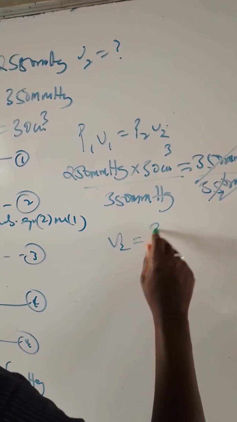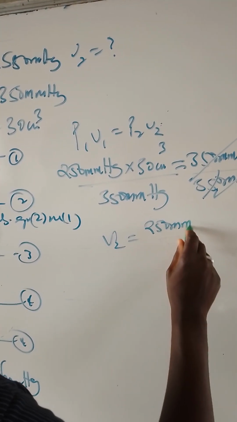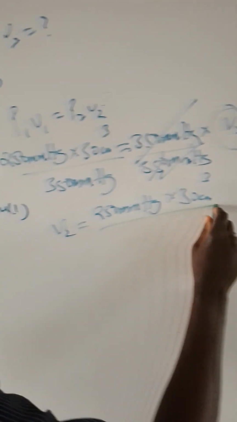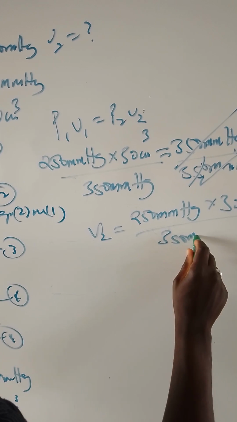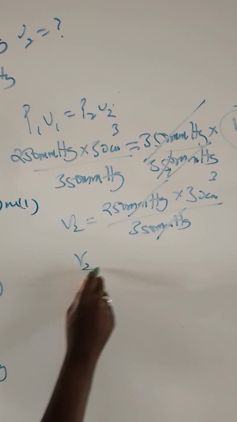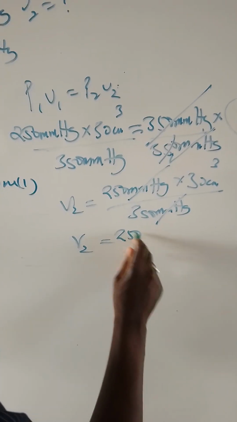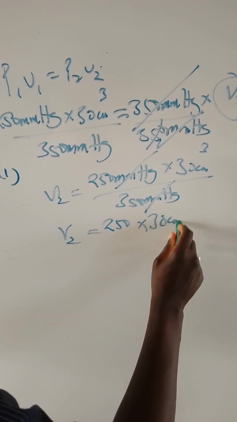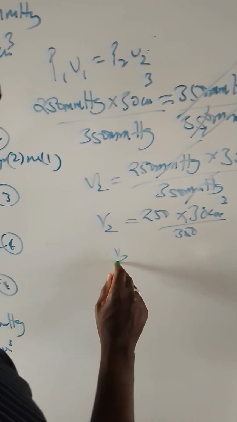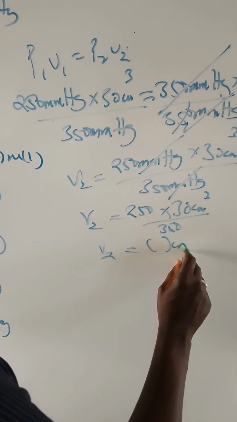V2 is equal to 250 millimeter mercury times 30 centimeter cube all over 350 millimeter mercury. The millimeter mercury cancels millimeter mercury. V2 is equal to 250 times 30 centimeter cube all over 350. Automatically, your answer will be in centimeter cube.